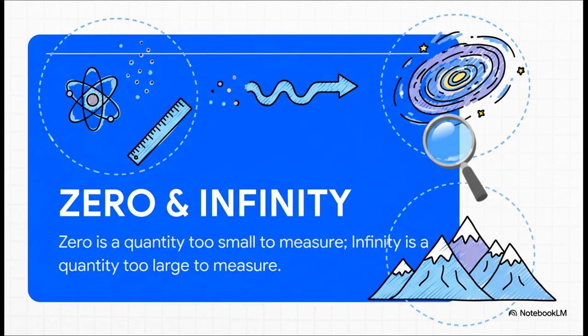So here's the big shift in thinking we need to make. The argument is that zero isn't actually nothing. It's just a word we use for a quantity that's too tiny for us to measure. And infinity? It's not some place you can travel to. It's just our label for a quantity that's too massive for us to get our heads around. They're not numbers. They're placeholders for the absolute edges of our perception.